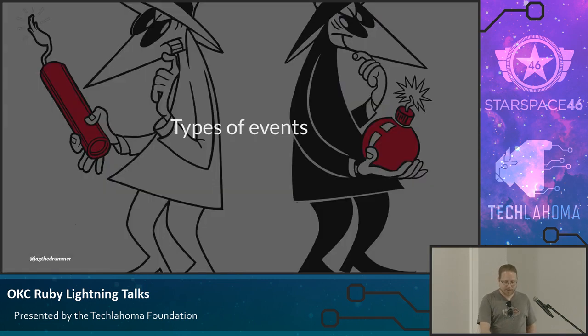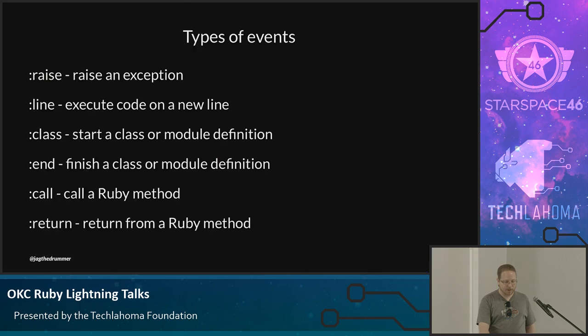So what types of events can you listen for? There are a lot of them. Like we already talked about, you can listen for raise events anytime an exception is raised. The next one is kind of crazy, line. This literally lets you know about every single line of code that's executed.